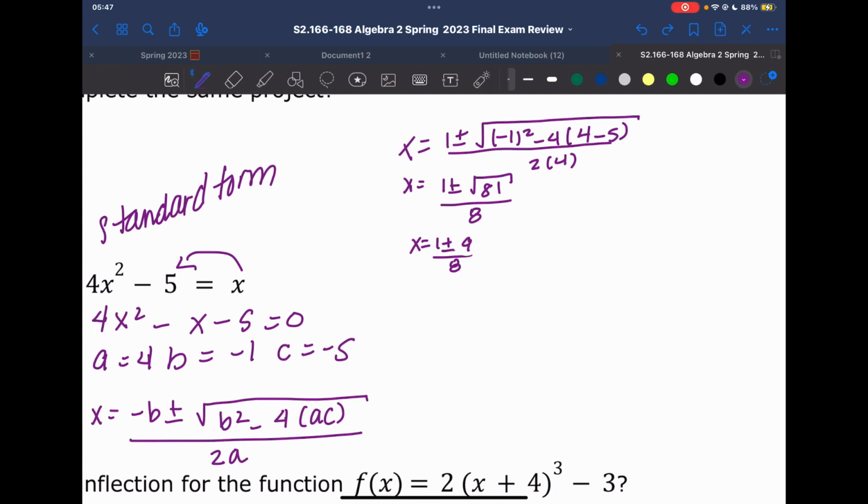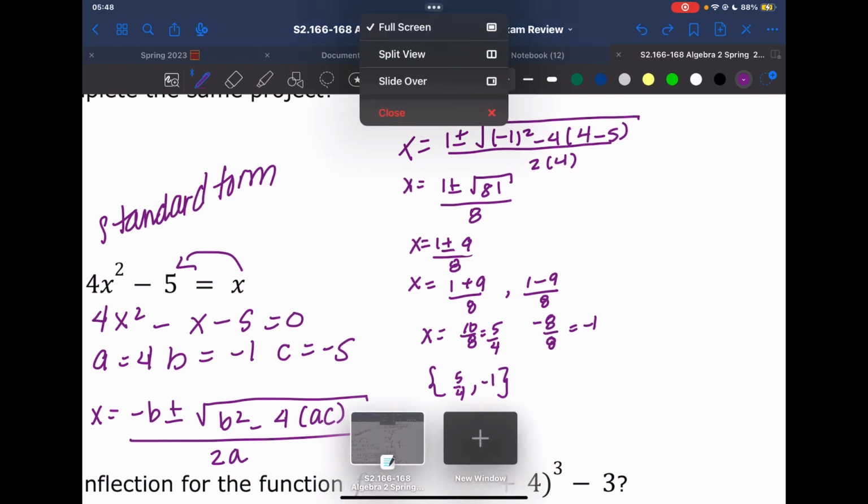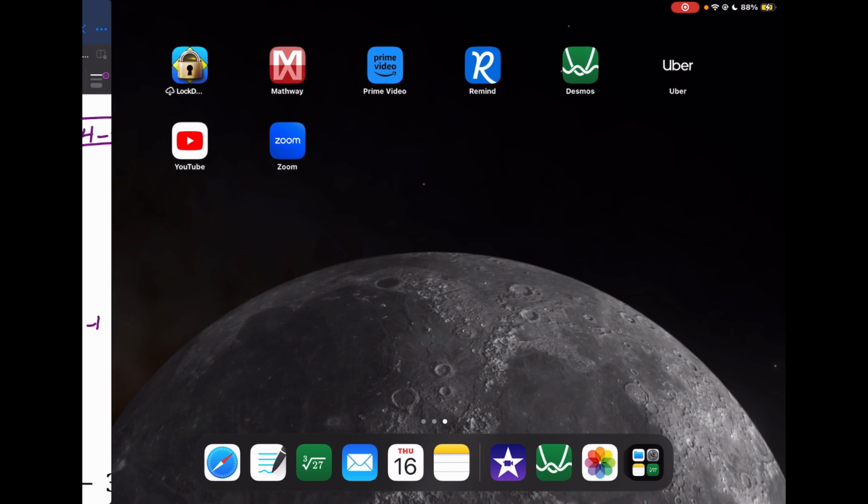I'm going to split this into two different fractions. On the left-hand side, I'm going to have 1 plus 9 over 8, and then the second one is going to be 1 minus 9 over 8. When I simplify these, I get 10 over 8, which has to be reduced to 5 over 4, and then I get negative 8 over 8, which is reduced to negative 1. So our solutions for the formula are going to be 5/4 and negative 1 as the x-intercepts. Those are also the solutions, and you can see them on the graph here.